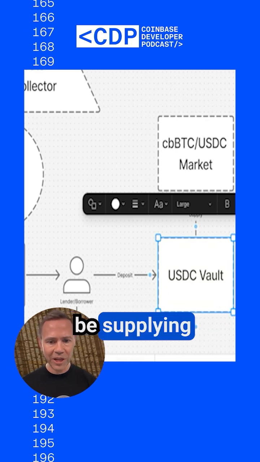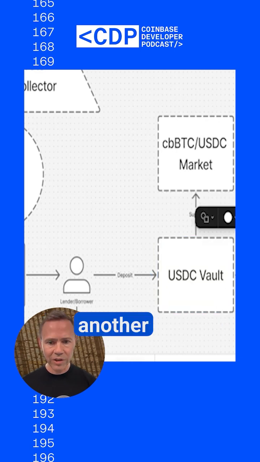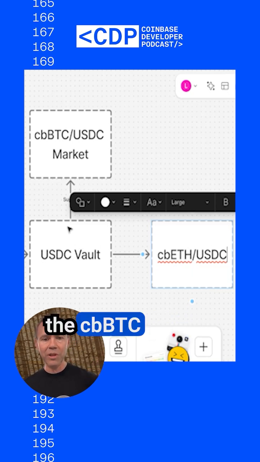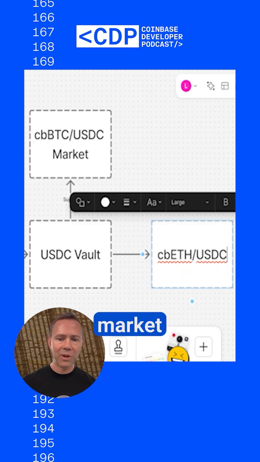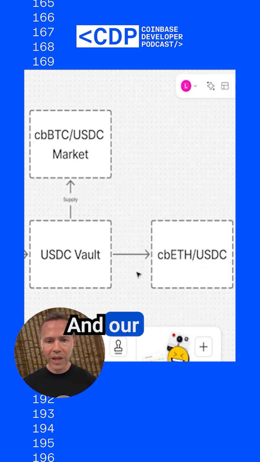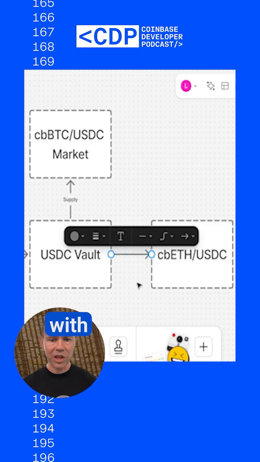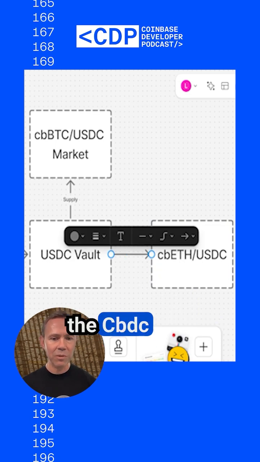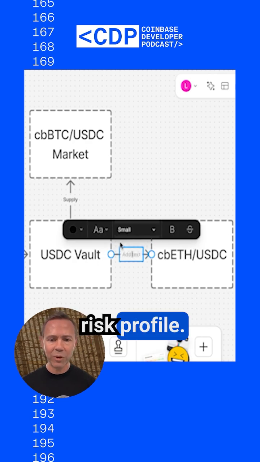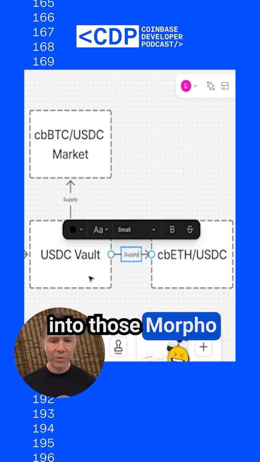Also, this could be supplying into other markets. Let me just draw another one like CBETH USDC. And these vaults are very flexible. We have a risk curator, Block Analitica and B Protocol, that curates risk on these vaults and decides how much we are supplying to the CBBTC market, how much we are supplying to the CBETH market, and other markets, blue chips like maybe staked ETH and Rocket Pool ETH. And our vaults only supply into blue chip markets, with the exception of the Frontier vault, the CBBTC vault, which is supplying into Lombard Bitcoin. So that one is a little bit higher risk profile. But these vaults basically supply into those Morpho isolated markets.